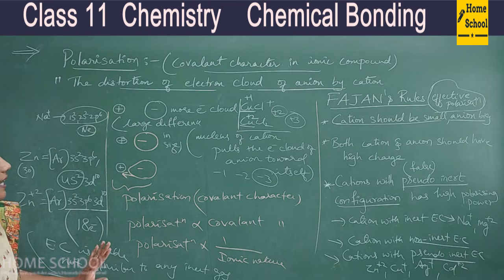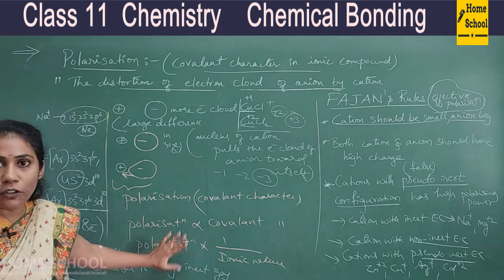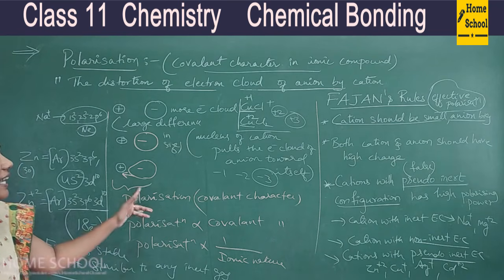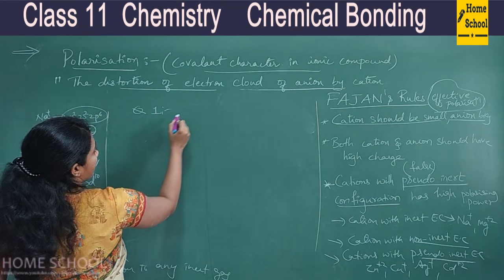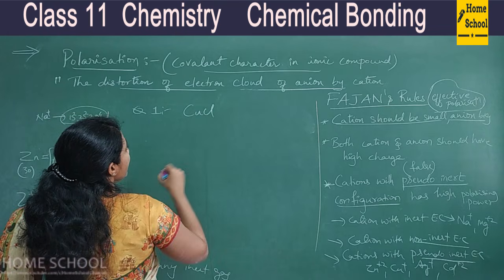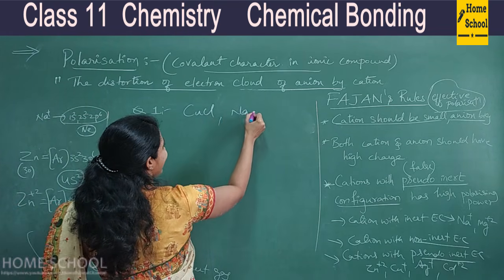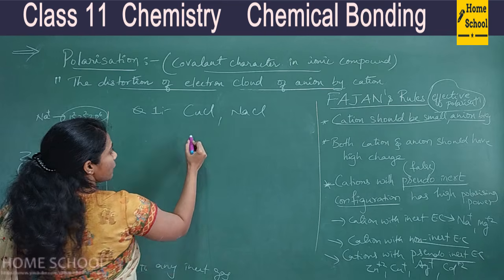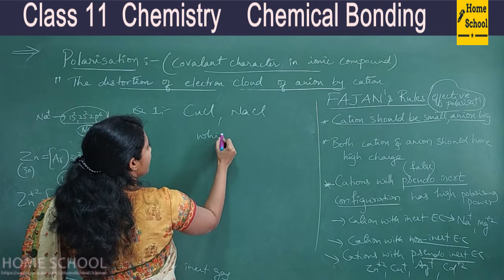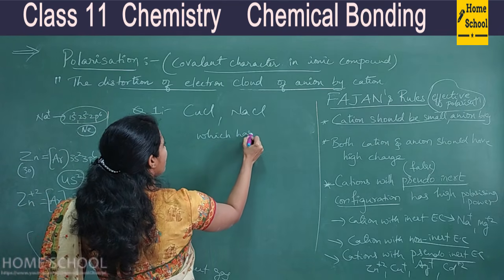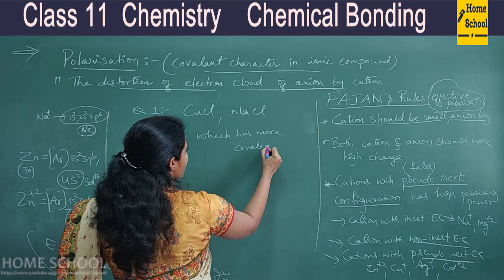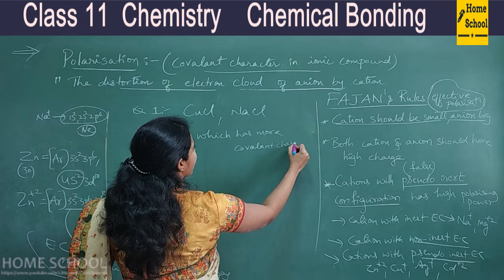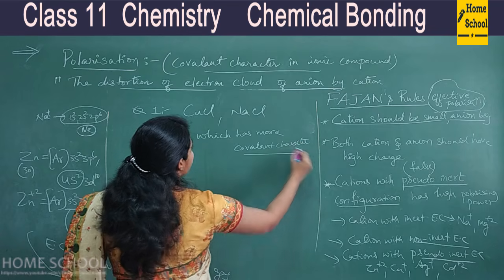Okay, say for example, a question can be asked this way. Now let us work it out with a few questions so that you will get clarity about what I am actually talking about. Look at the first question. You have CuCl and NaCl. Okay, so my question is, which has more covalent character? Okay, so this is the question.